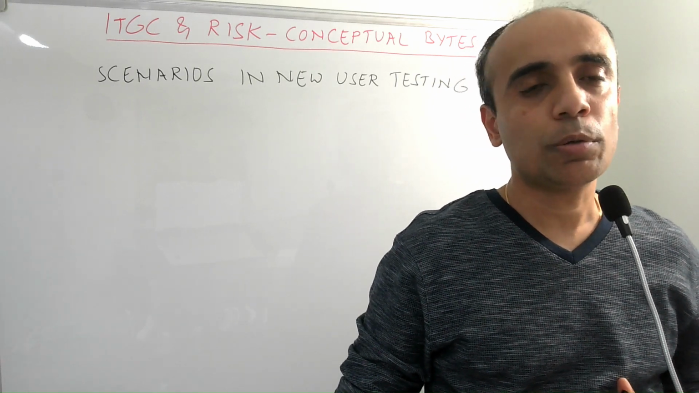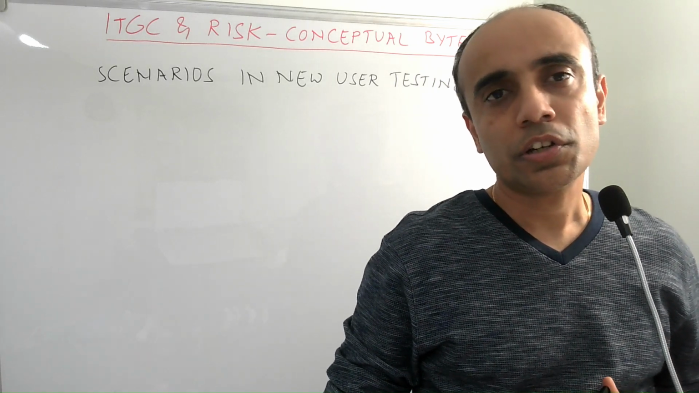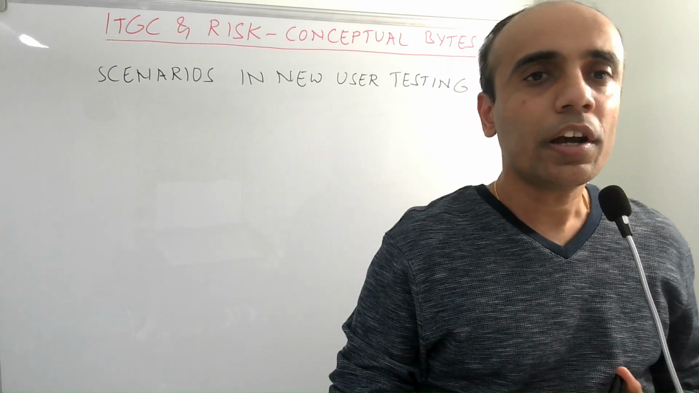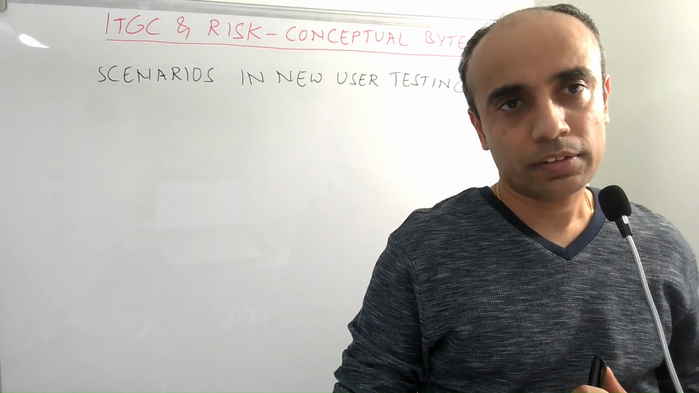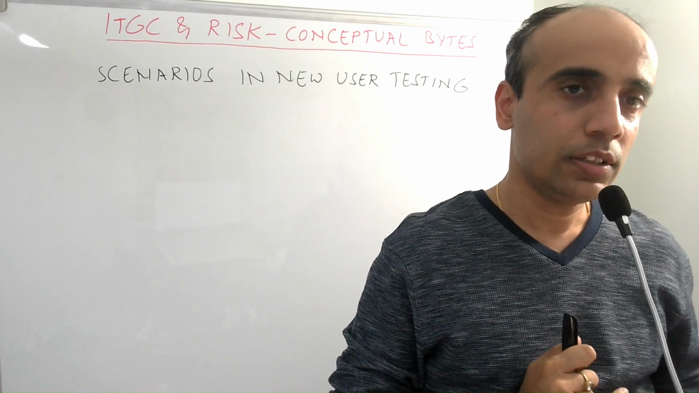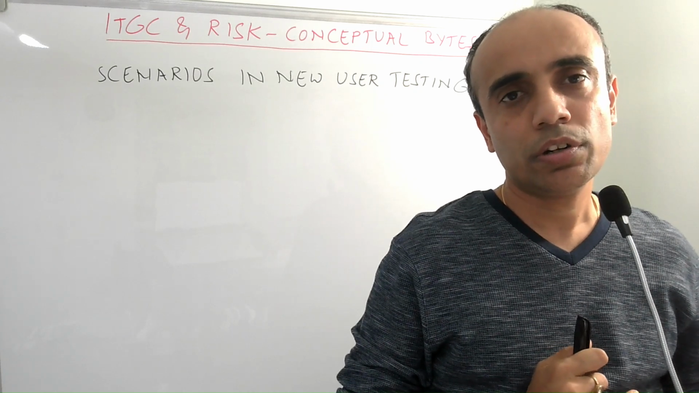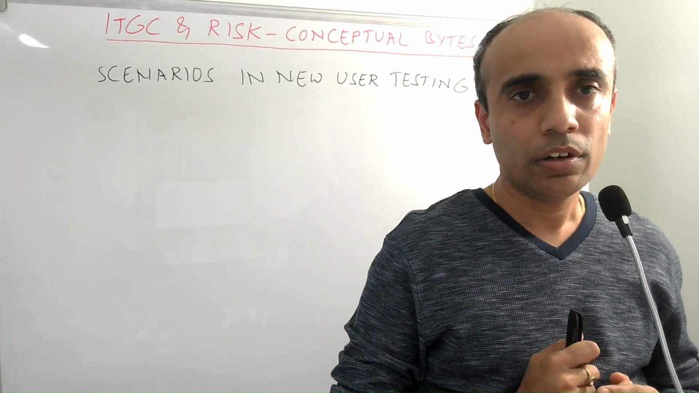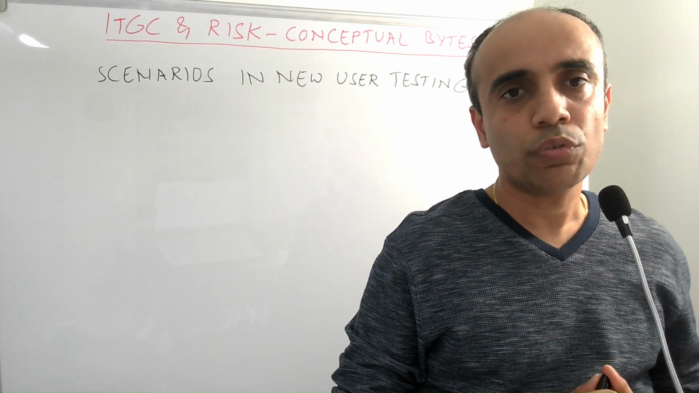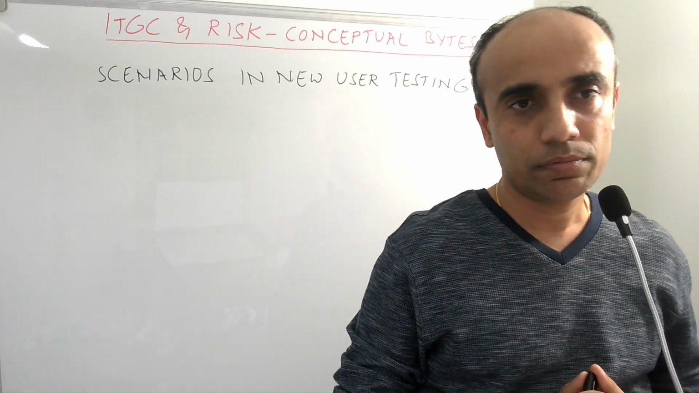Friends, as part of the Conceptual Bytes series, today's topic is scenarios in new user testing. There are two key controls in new user testing: first, access is approved before it is granted, and the second is around segregation of duties between requester, approver and grantor, which need to be different. So we'll discuss two scenarios related to the first key control, which is access is approved before it is granted.